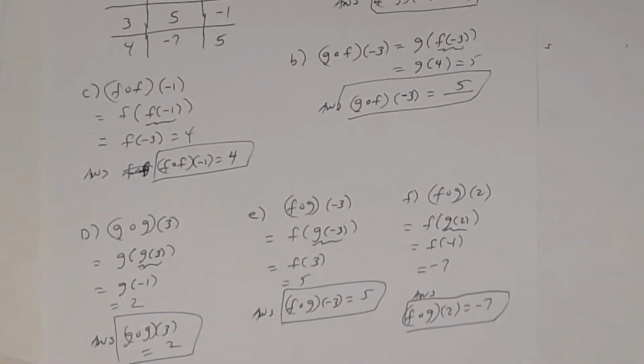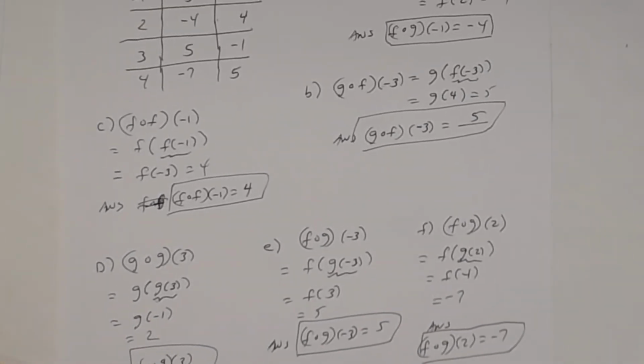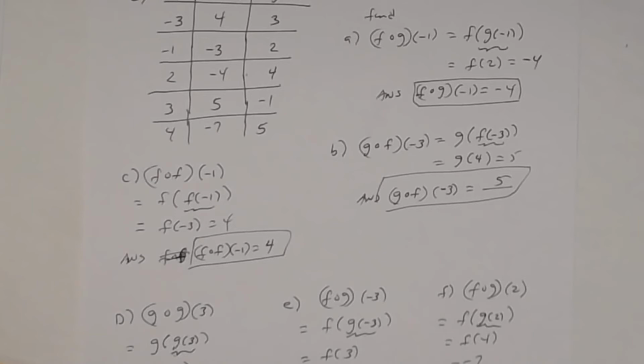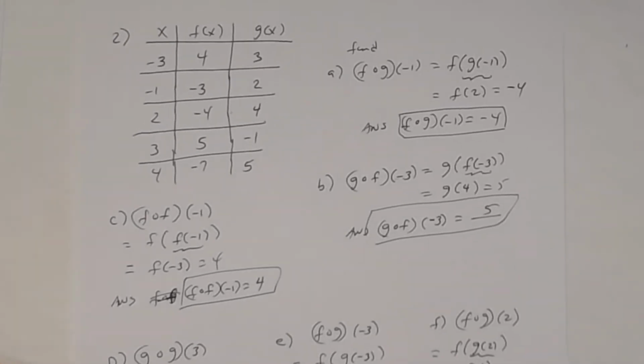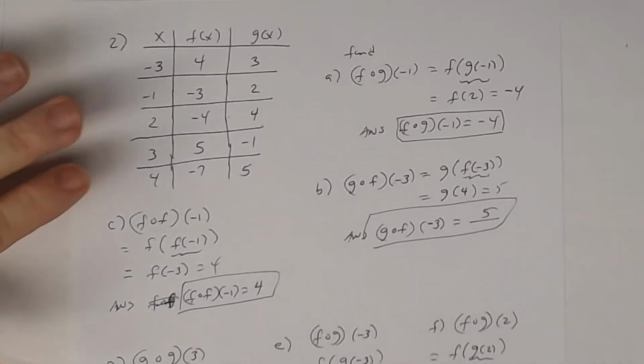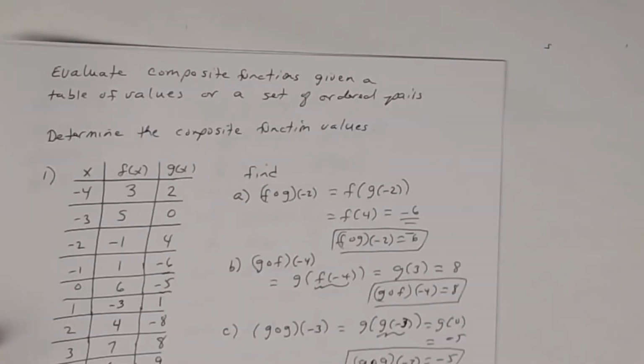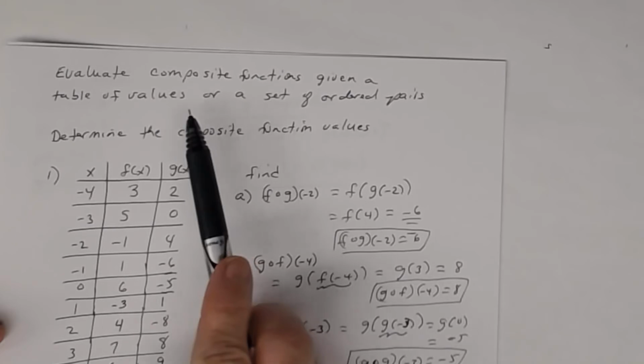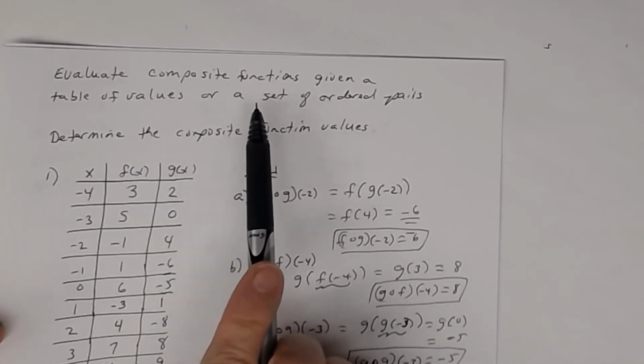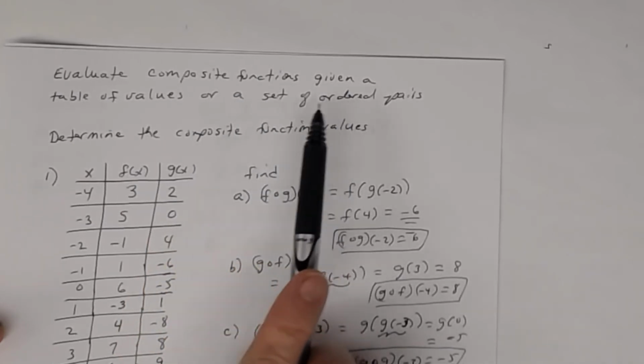All right. Those two examples should be enough for you to understand how to find composite function values when you're given a table. The second part of the objective was where it said, or a set of ordered pairs.